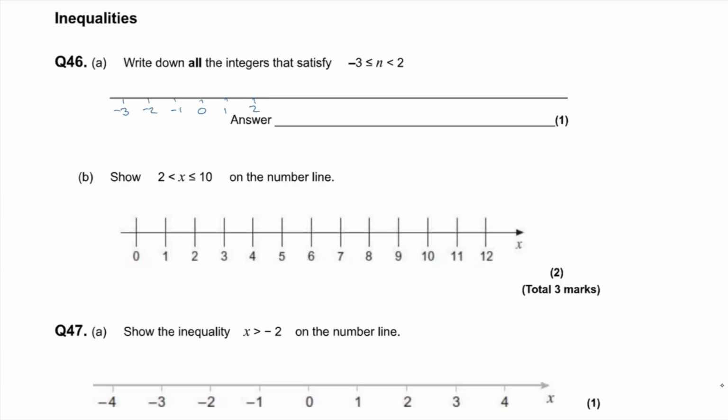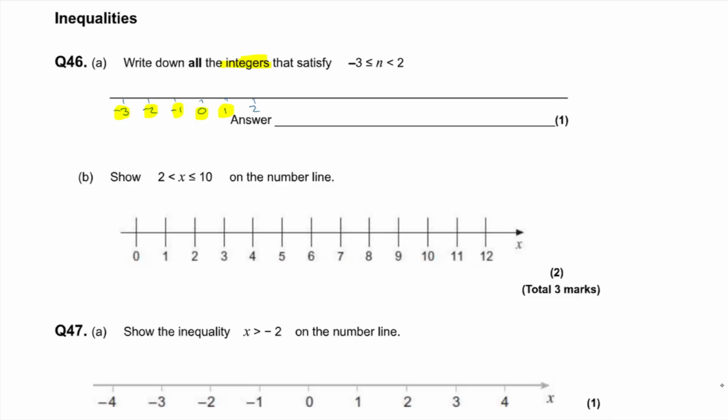Now our value of n, it can be equal to minus 3 because it says n can be greater than or equal to minus 3. But it can't be equal to 2, but it can be equal to any of those other numbers in between. So it can be any of those, but it can't be 2 because n has to be strictly less than 2. So the integer values is the whole number values between those two limits.